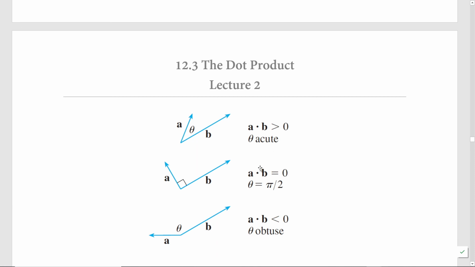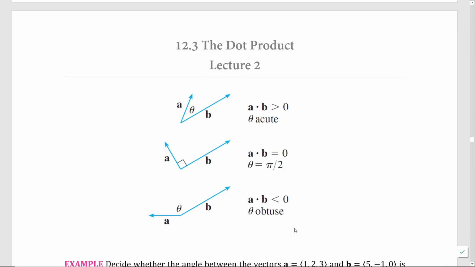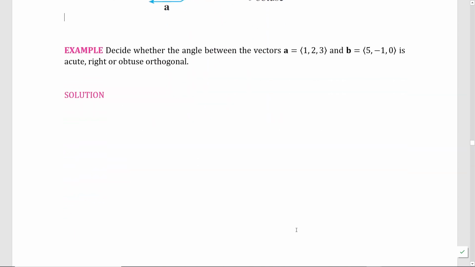And as shown in the previous section, if the dot product of these two vectors is 0, then the angle between them must be a right angle, or pi over 2. If the dot product of the vectors is smaller than 0, meaning negative, then theta must be obtuse. Let's see an example. We need to decide whether the angle between the vectors a and b, whose components are as shown, is acute, right, or obtuse.